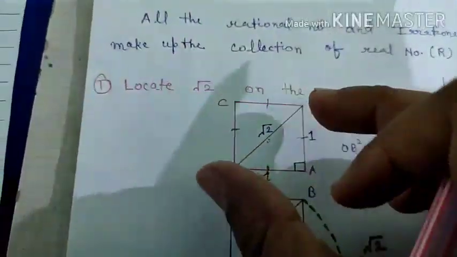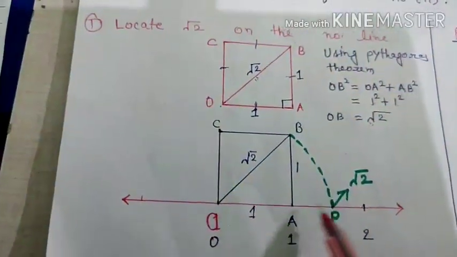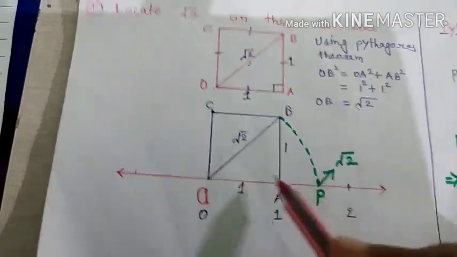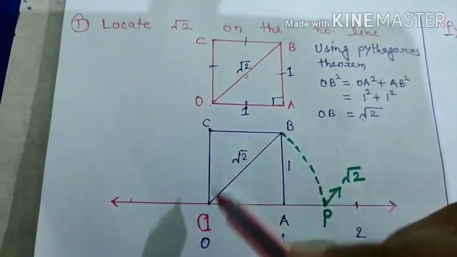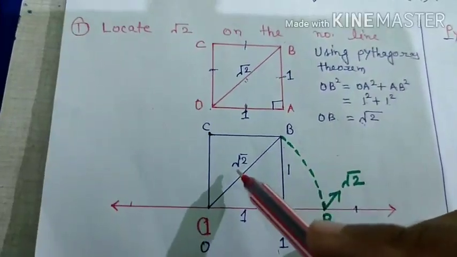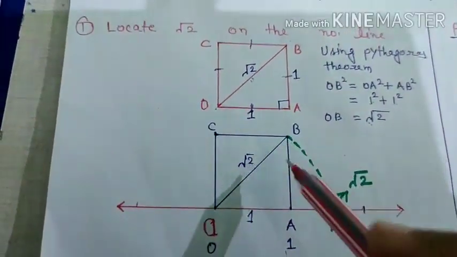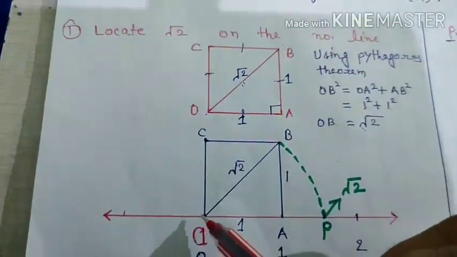Now we can place this square on the number line. This is the number line 0, 1, 2, and here we can see this OB is root 2. Now we have to show this OB on this number line. How can we do it? By using a compass.